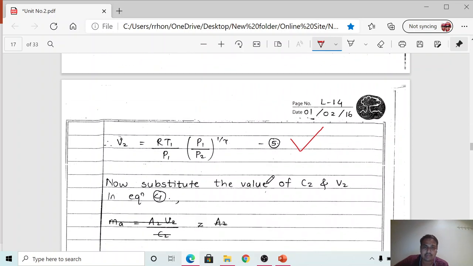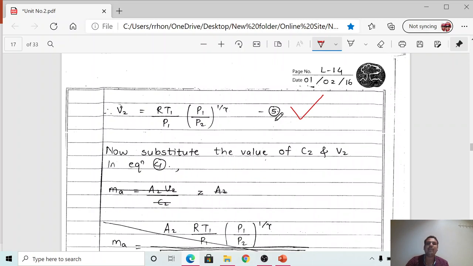So, a long derivation is there, but again it is very simple. Just concentrate on whatever I am telling. That is again very simple to understand. So now after equation number 5, substitute the value of C2 and V2 in equation number 4.